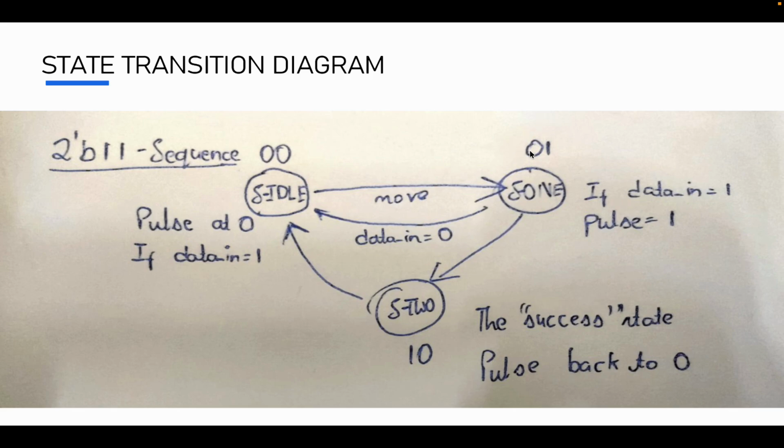Again, you will check here. If the data is equal to 1, you will move to the next state, that is S2. If the data in is 0, that means you got 1 0, you will again move back to idle. Again you will start searching for the next sequence, and in S2 you will put the pulse back to 0 from 1, and once you have crossed S2, it is a success state.